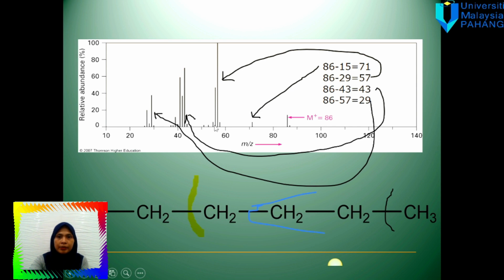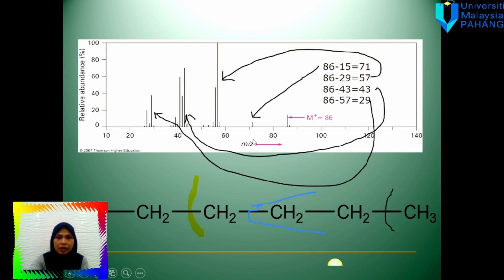And the next loss will be 86 minus what becomes all these peaks. Let's take the base peak, which is the stable peak. This peak is around 57. 86 minus 57 becomes 29. So this peak is one loss. 29, as we know just now, is a loss of an ethyl group. So where is the ethyl group? This is the loss of the ethyl group here.